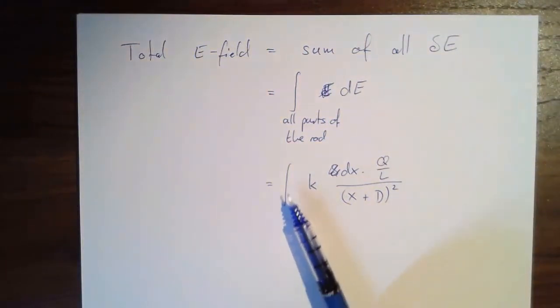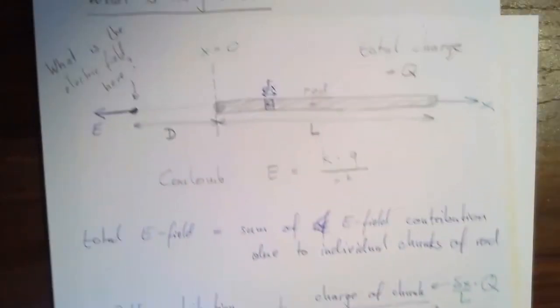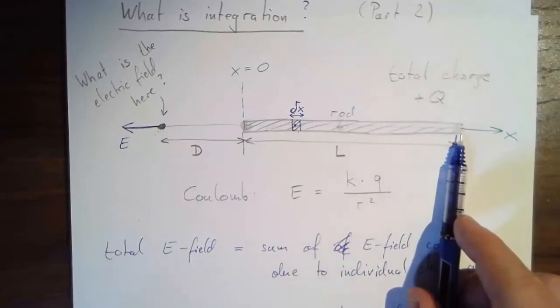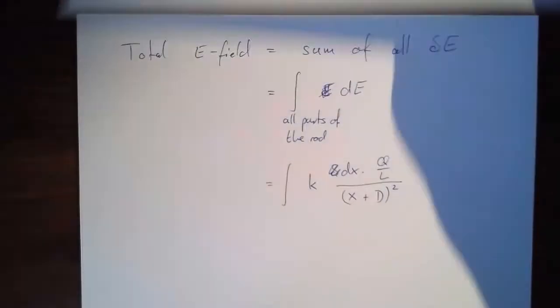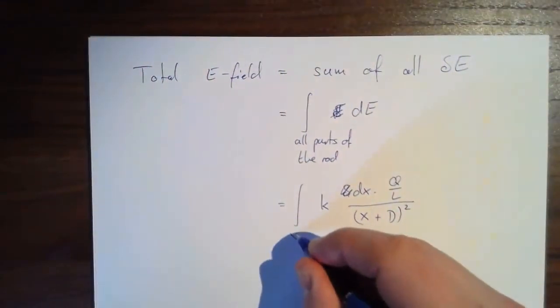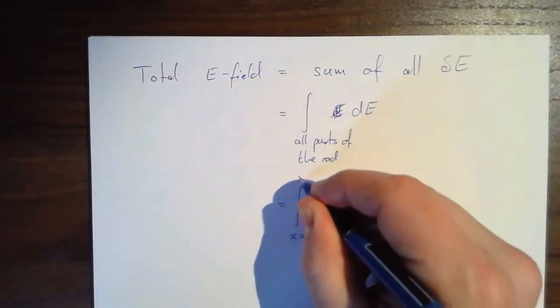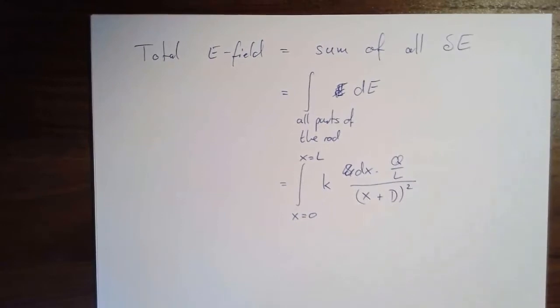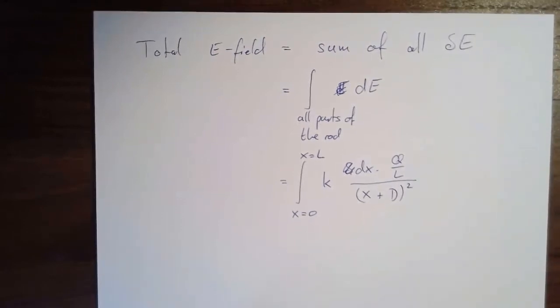What are the limits? Well, I want the whole rod. Let's look at the picture again. The rod starts at x equals 0, it ends at x equals L. So those are going to be my limits. And now I can perform the integration.